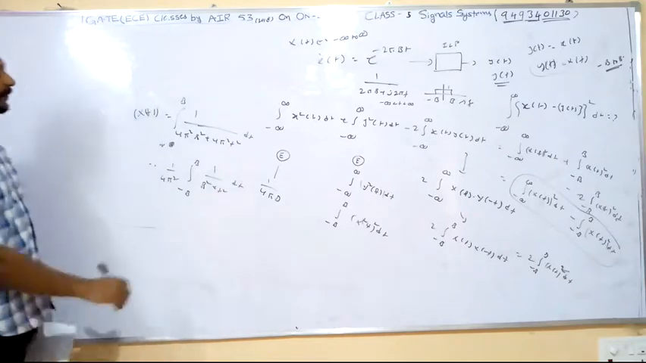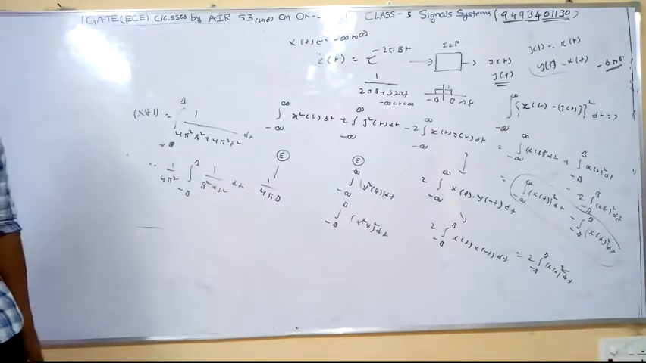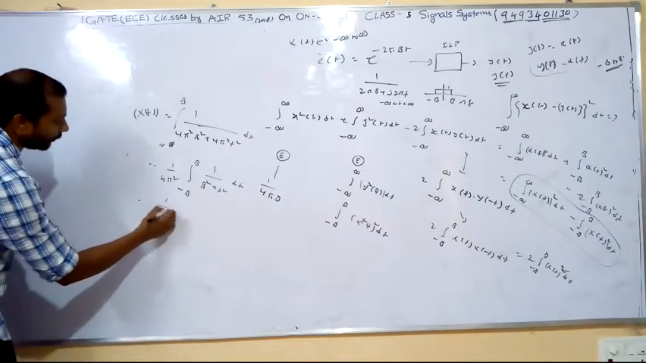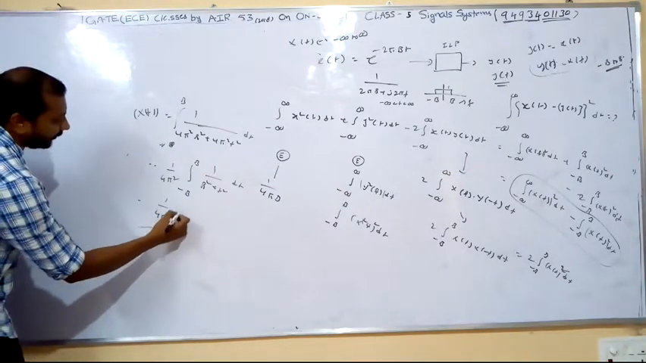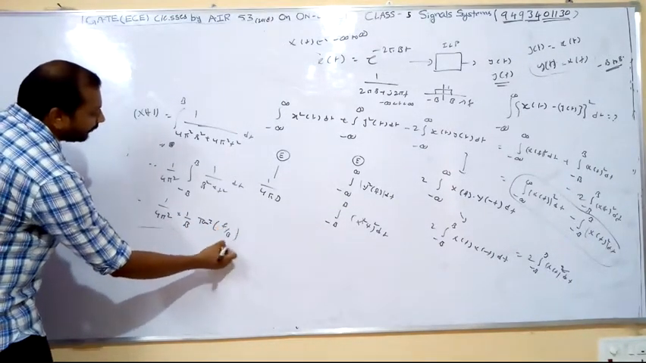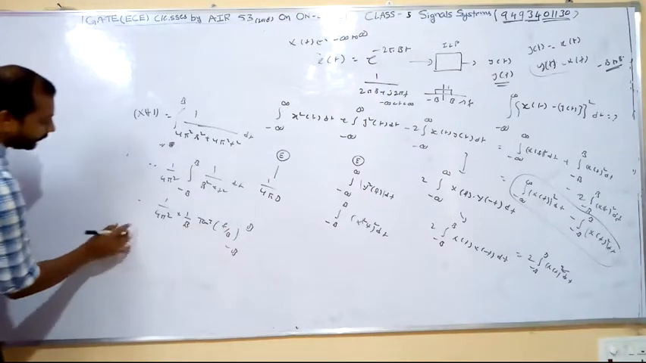This is the format 1 by (x² plus a²) only. The integration is equal to 1 by a tan inverse of x by a. So this value is equal to 1 by 4π² into 1 by a, that is nothing but 1 by b, tan inverse of x by a, that is nothing but f by b. Limits are from minus b to b.